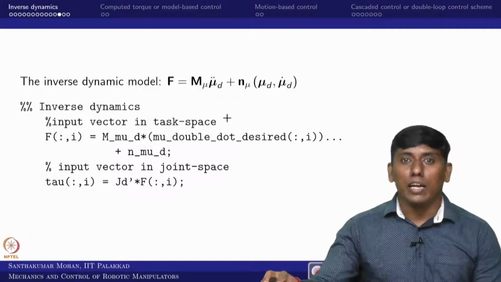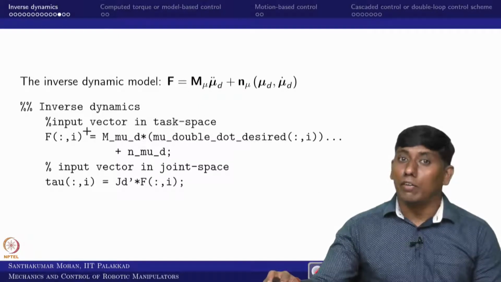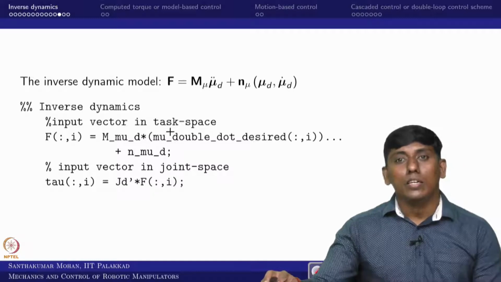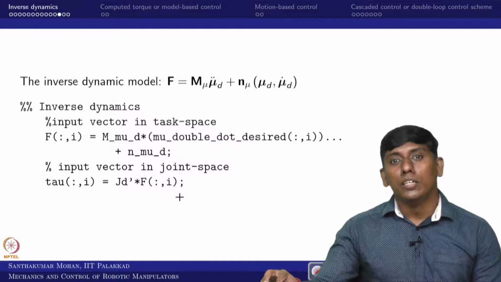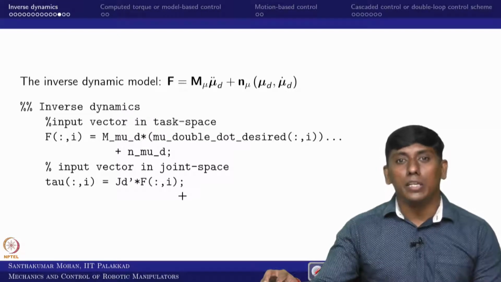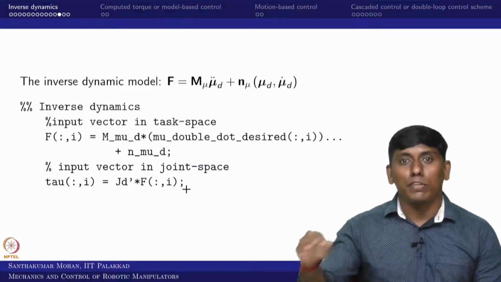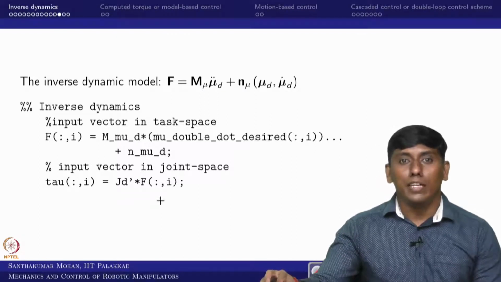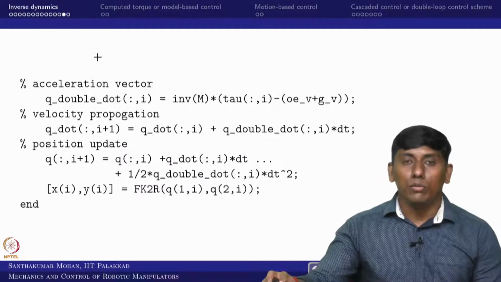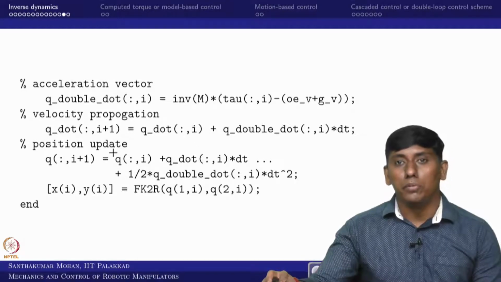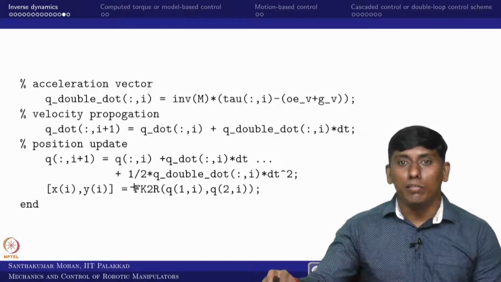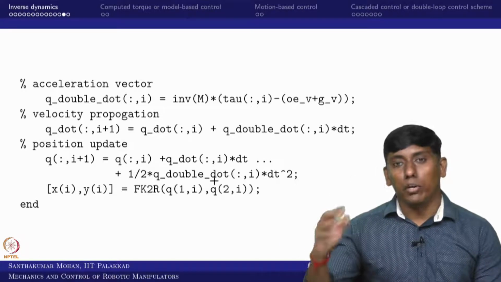First we calculate the end effector forces and moments based on the known model. Then this is the inverse dynamic model with the input vector in task space, which we convert into joint space, because the original system is derived in joint space, since the actuator is fixed on the joint, right. So then we derived this. We use simple Euler integration, where the velocity propagation and the position update happen, and once you update, you do the forward kinematics just for animation.